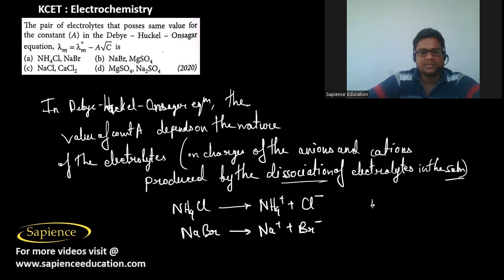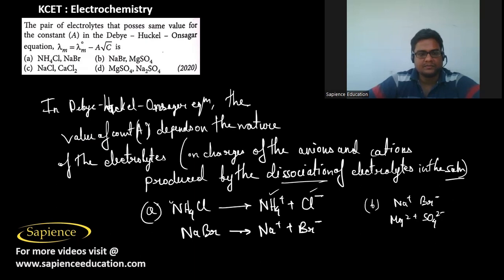But in option B, NaBr will give Na plus and Br minus, but MgSO4 will give Mg2 plus and SO4 2 minus. So the charge is not the same. So the value of the constant A will not be the same for both these electrolytes. So only for option A, the charges are the same for the anion and the cation, so the value of the constant A will also be the same. Option A is the correct answer.